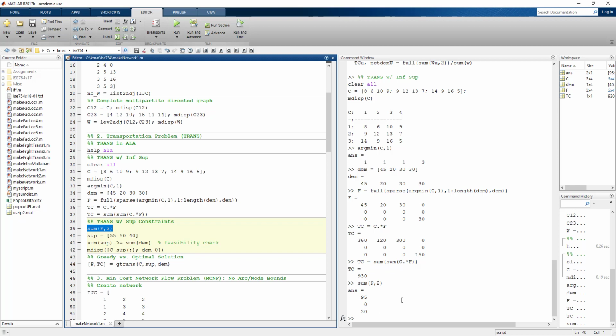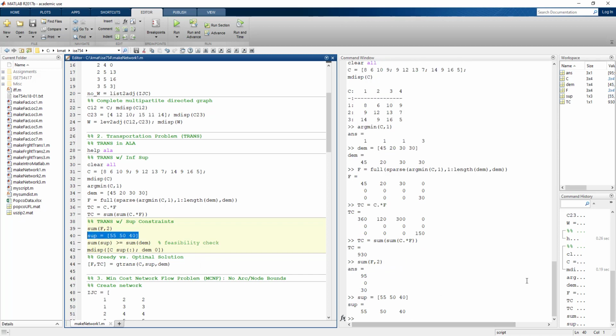Again, if I had infinite supply, I'd like the first new facility to be able to supply 95 units of flow and 30 for the third and 0 for the second. If I restrict the amount, so now the first facility, instead of being able to do 95, can only supply 55, the second can do 50, and then the third can do 40. So the third one can still provide the 30, but the only one that is restricted is the first. A good thing is to check the feasibility.